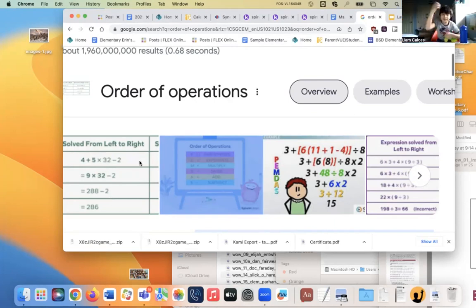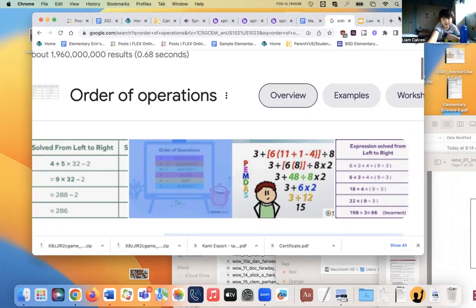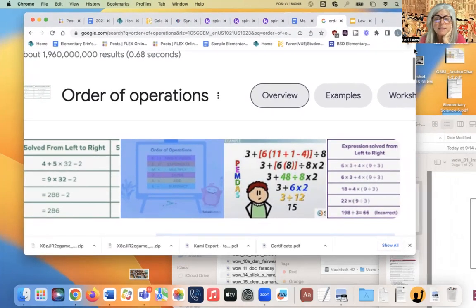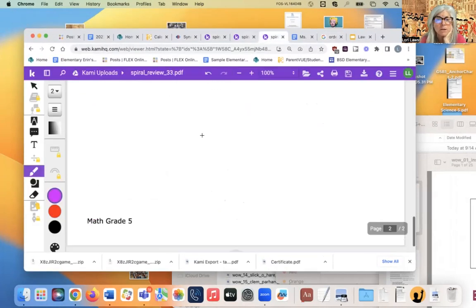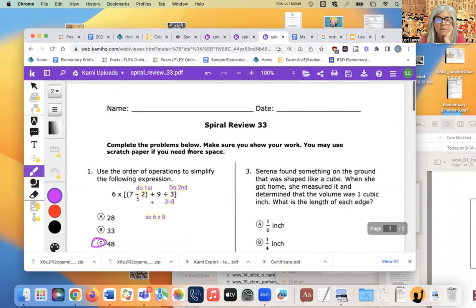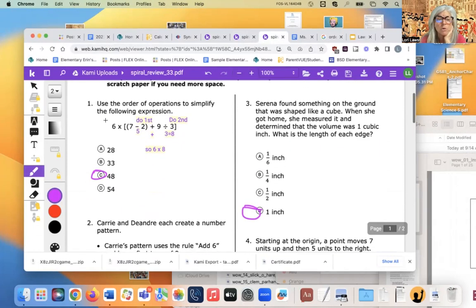Yeah, because there's also like 1 plus 2 times 3. So you always do parentheses first and then the other things. And we're going to see that when we do the spiral review today, which has got several problems like that on review 33. If you haven't done it yet, I really recommend you go look at it because it's got order of operations on here. You can always Google order of operations and it will help you see what to do first.